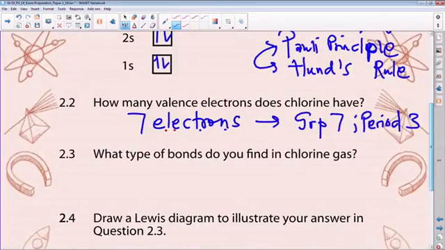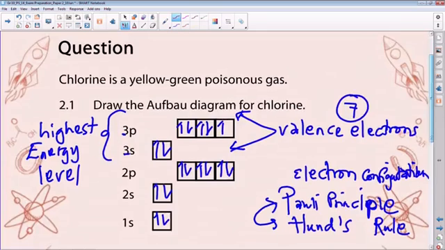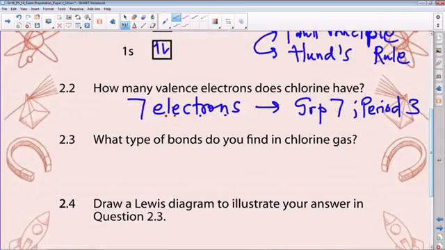Period 3, because there are 3 energy levels. So the number of energy levels gives us an indication of the period, and then the group in which it occurs gives us an indication of the valence electrons, or the number of electrons that are at the highest energy level. So it says, what type of bonds do you find in chlorine gas?